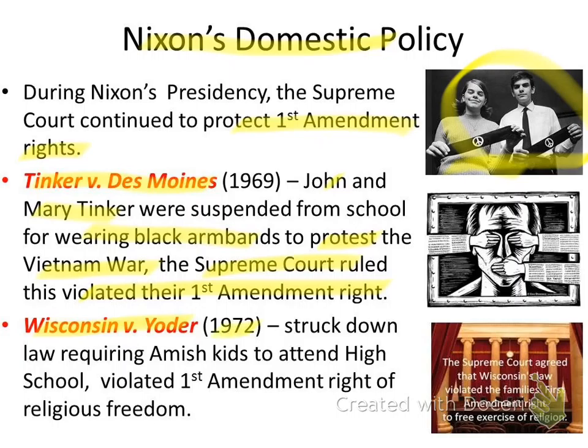Let's go to our second one on this page, Wisconsin versus Yoder. This is in 1972. Again, we talked about this in the previous chapter. Amish children were required to attend high school, and this court case struck that down, saying that the Amish faith is so different than the norm that sending their kids to school after a certain age violated the First Amendment right of religious freedom. Now, again, I don't really have a problem with this. I think this is sort of a win-win.